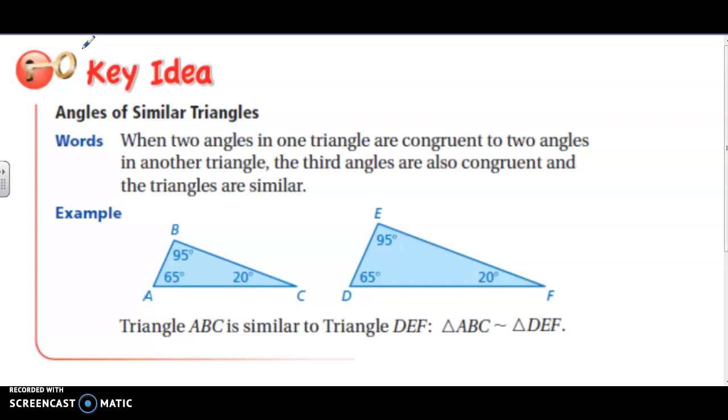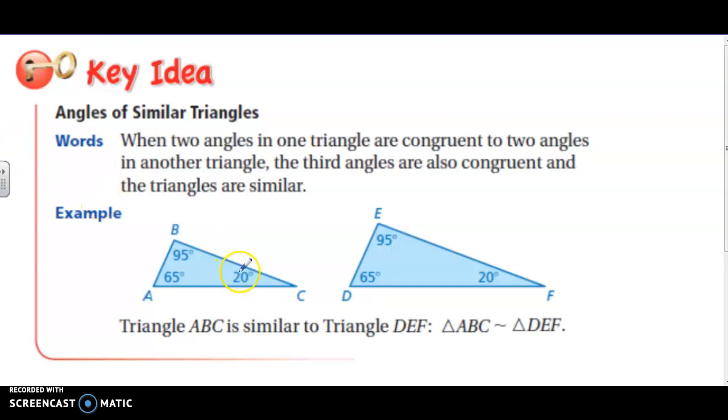Today we are going to move on to section 3.4, which is angles of similar triangles. So when two angles in one triangle are congruent to two angles in another triangle, the third angles are also congruent and the triangles are similar. If you remember back to a previous section about similar triangles, triangles that were similar had the same angle measures. So if two triangles have the same exact angle measures, then those triangles are similar. Since we learned that all triangles have interior angles that add up to 180, if the two triangles have two angles that are exactly the same, then the third angle has to be the same.